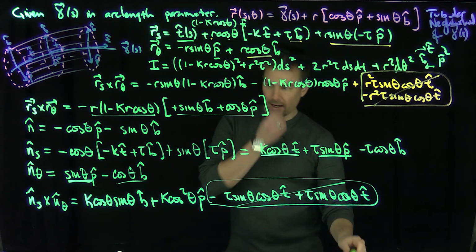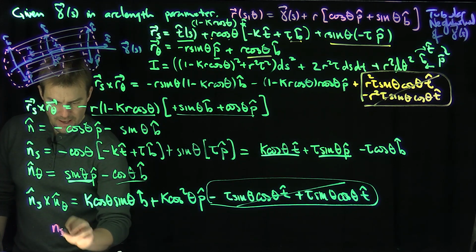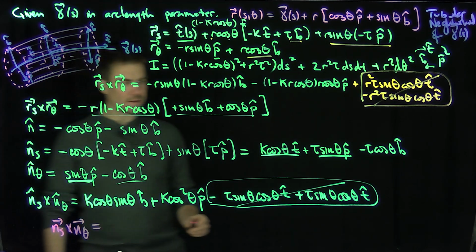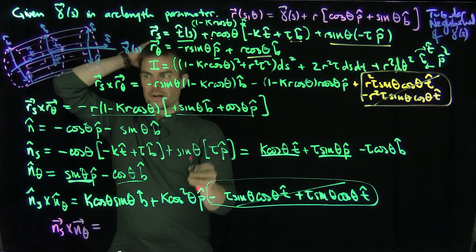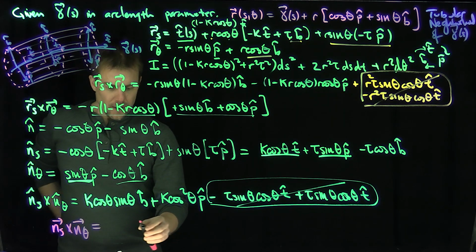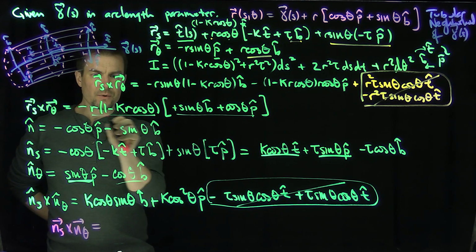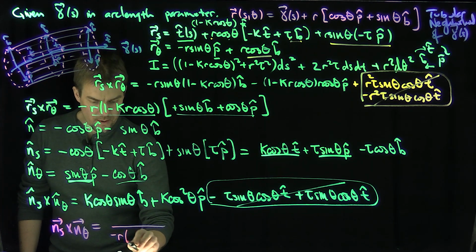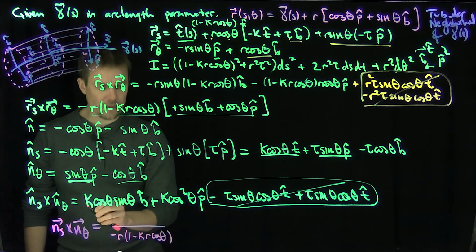And so now what does that tell me? Let's write this out more carefully. This allows me to conclude that n hat s cross n hat theta is equal to what? Well, it's proportional to this thing over here, right? So in other words, it's equal to some number. What is that number? I would need a 1 minus kappa r cosine theta and r in the denominator. So if I put a negative r and then a 1 minus kappa r cosine theta in the denominator, right?